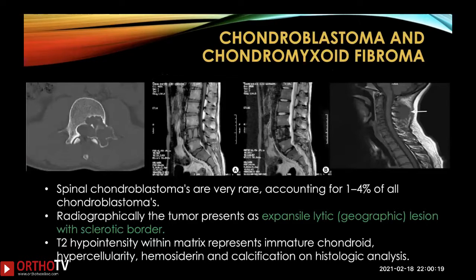Coming to a chondroblastoma and chondromyxoid fibroma, these are very rare, very few you see, but you can see them. You can appreciate on the CT scan that it's an aggressive, expansile lesion, but it also has a sclerotic border. On an MRI, you can see hyperintensity within the matrix, which represents the immature chondroid, hypercellularity, hemosiderin, and calcification on histological analysis. So you can see that it involves the lumbar spine as well as the cervical spine.